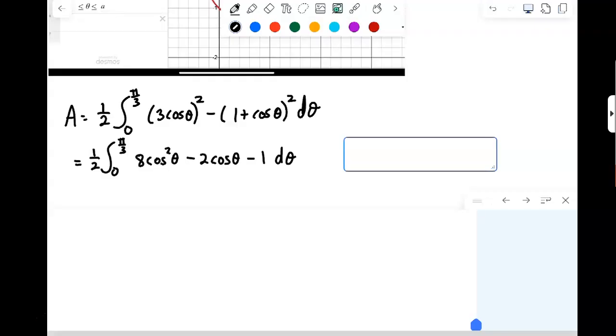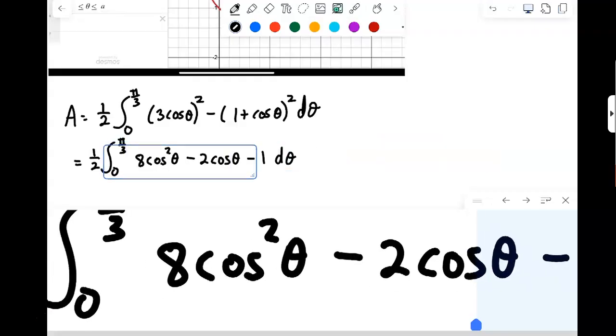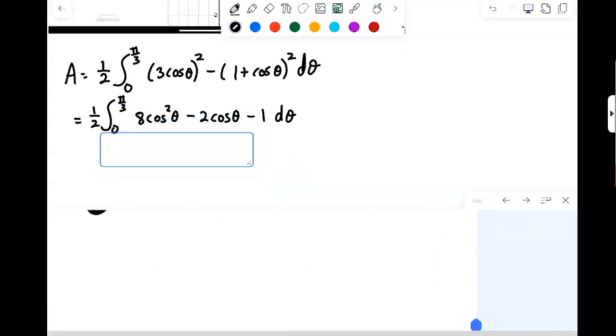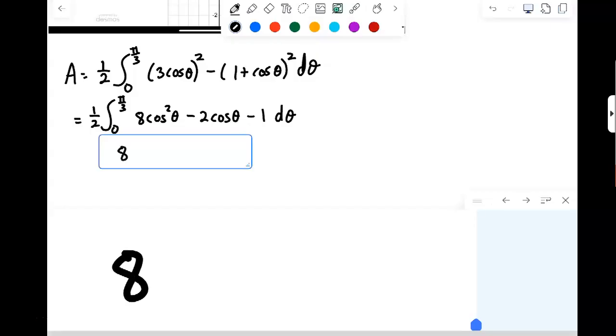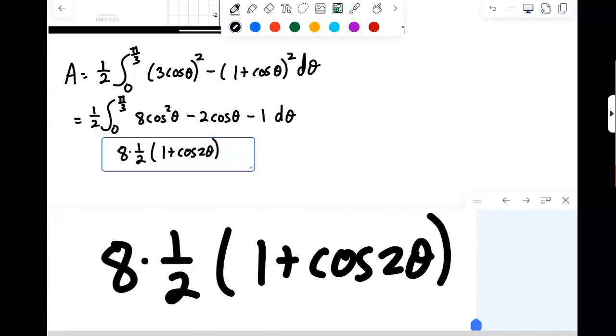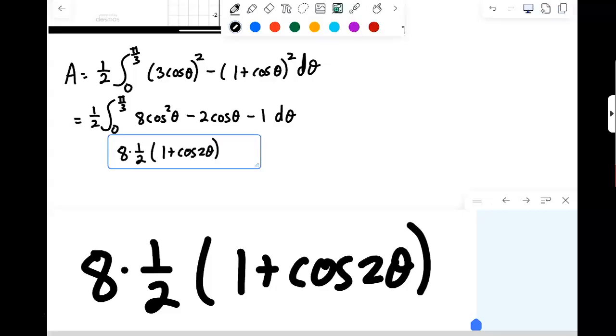Okay. And then just a little bit more simplifying that we need to do. This 8 cosine squared theta, remember, would actually be 8 times 1/2 of 1 plus cosine 2 theta. Remember that identity, 1 plus cosine 2 theta over 2 is cosine squared. So that's actually going to be 4. So you're going to have 4 of that.